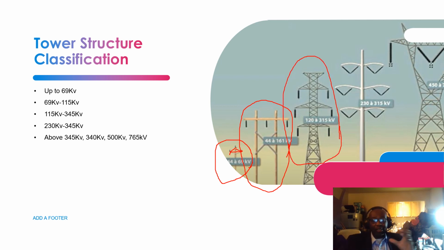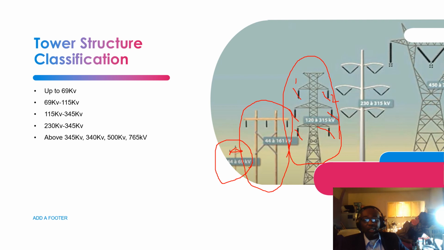As you can see over here, this carries 2 circuits. One A, B, C, so that is one circuit. A, B, C, that's a second circuit. So this tower structure carries a double circuit, especially in some transmission lines when you want redundancy in the flow of power. Next is tower structures up to about 345 kV.